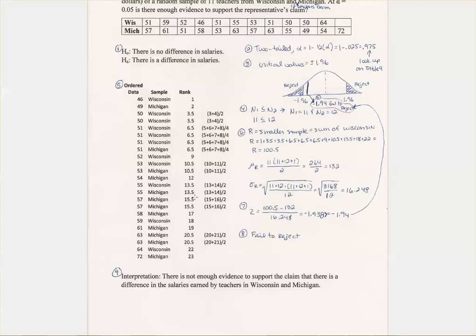And you can just see how we work our way down: 13, 14, 15, 16, 17, 18, 19, 20, 21. That's where you get 20.5. Then 22 and 23. Whew, okay, everyone's still with me? Very good.